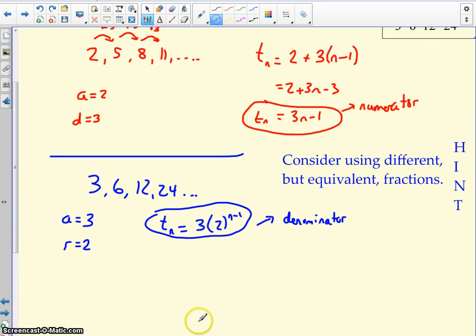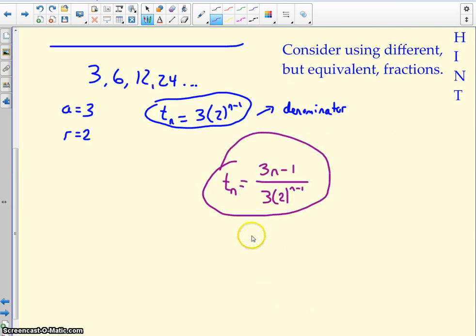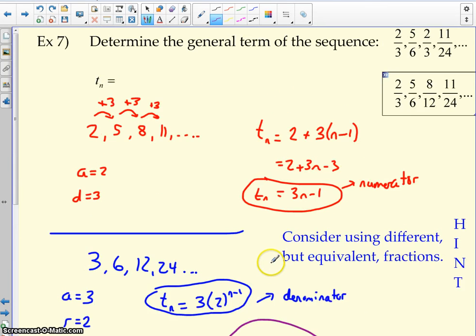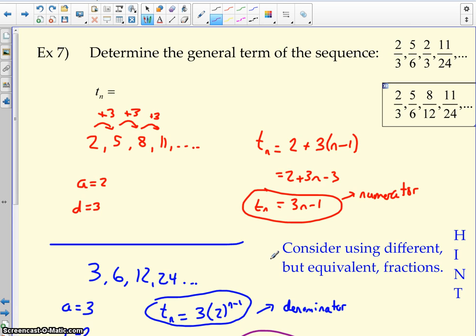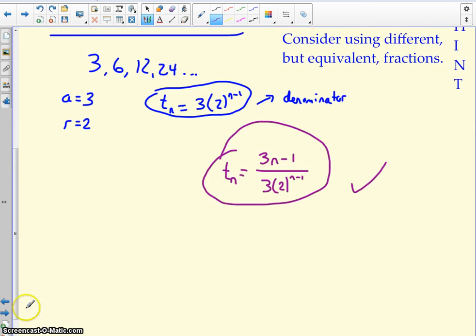Okay, so I can now put everything together into one big general term for the entire sequence. For my numerator, the general term is 3n minus 1. For the denominator, my general term is 3 times 2 to the n minus 1. And this will be the general term for my ugly sequence up here. Again, it looked kind of weird. It was neither arithmetic nor geometric, but we were able to find patterns in the different parts of the fractions to create an overall general term. Okay, that one is a little bit trickier.